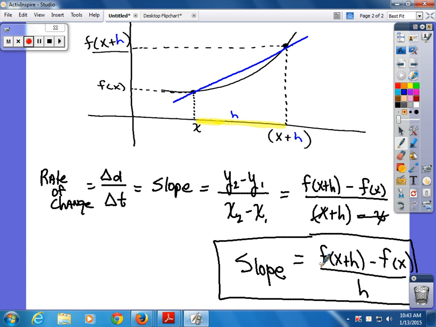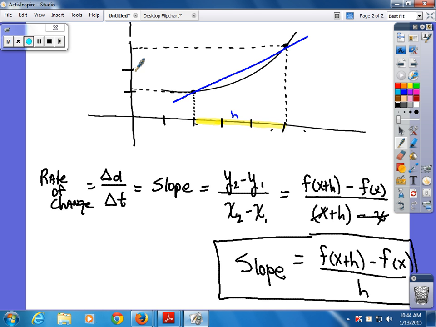Okay, let me give you an example. Let me erase this. Let's say we have the good old-fashioned numbers here. This is 1, 2, 3, 4, 5.